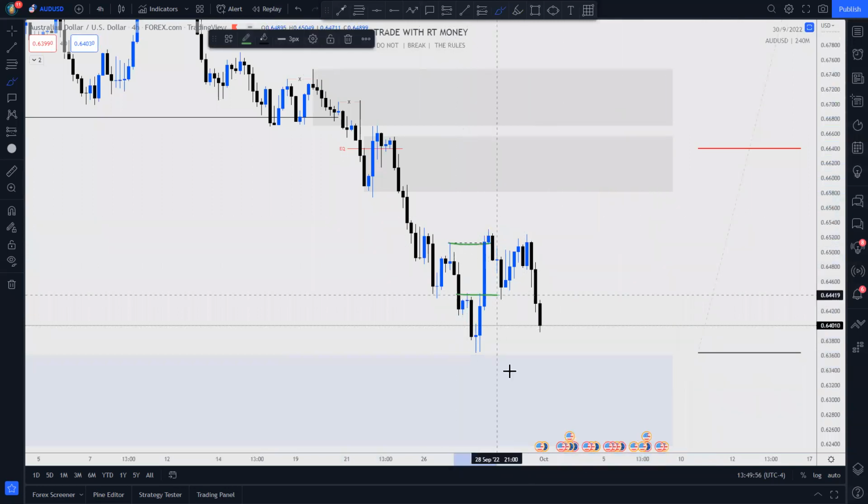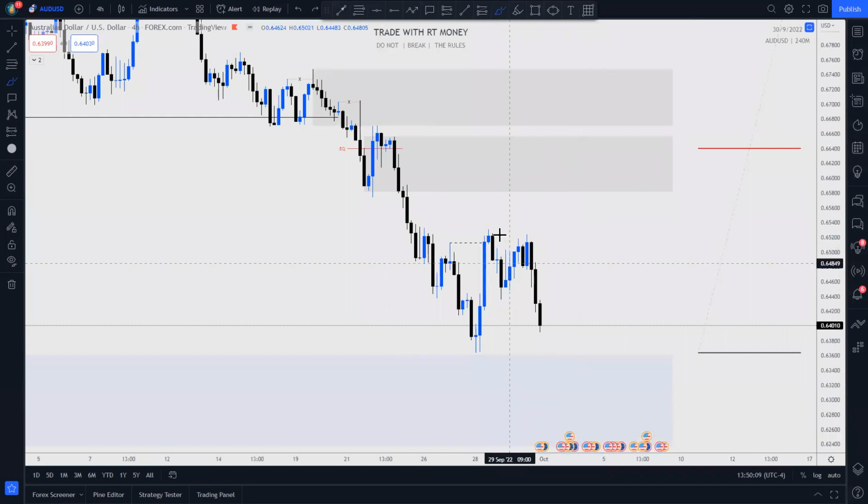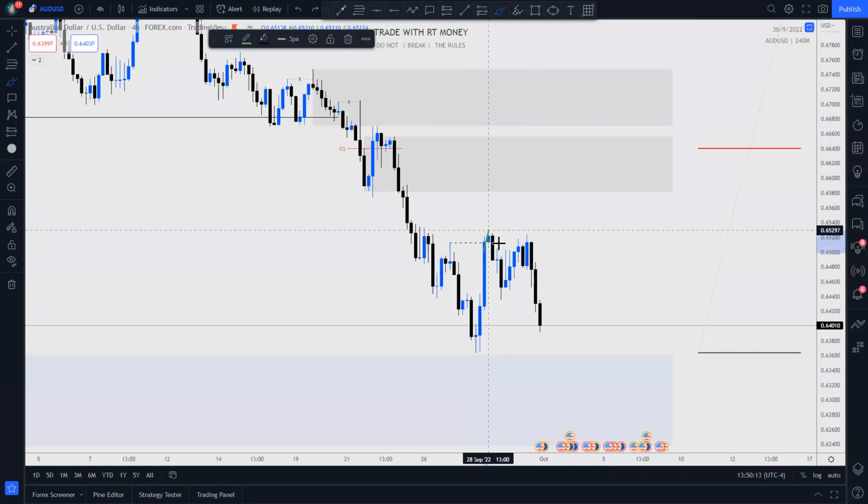All right. This right here is the change of character. This is a break of structure. If I would have seen this give a more convincing break, then I would be like, oh man, there's a strong chance that we're going to go up. But what happens is price made this break, pulled back, and then failed to make a higher one. All right. And now we have an impulsive move towards the downside.